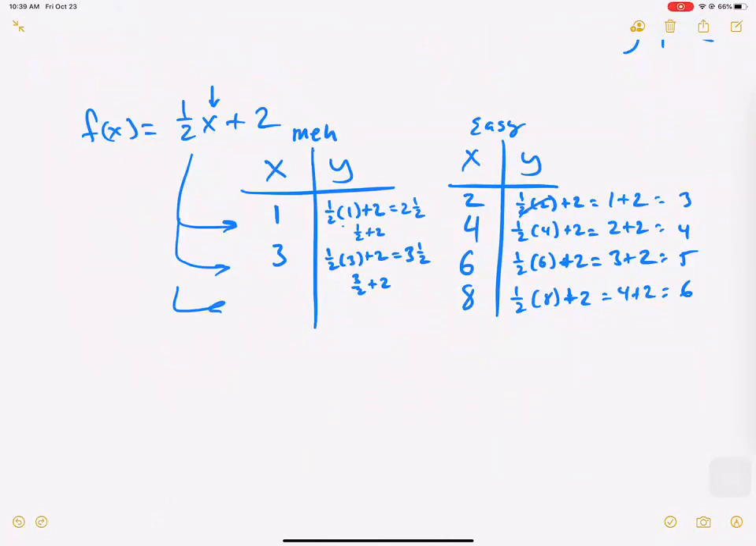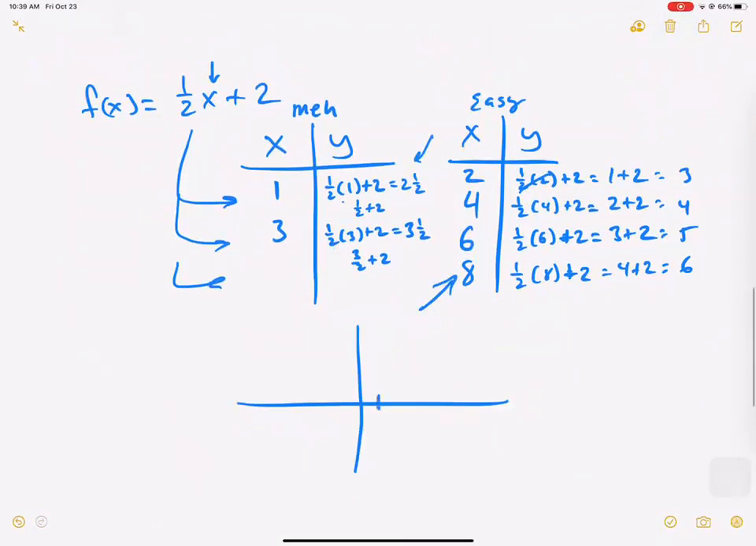Okay. So our next step here is to now graph it. Very quickly, I'm going to graph a couple of these points. So let's graph the easy points, right? Because do you guys really want to graph the fractions? If I don't have to, I don't want to. So 1, 2, 3. 2, 3. 4. 6, 5.